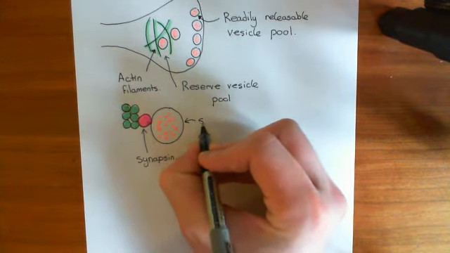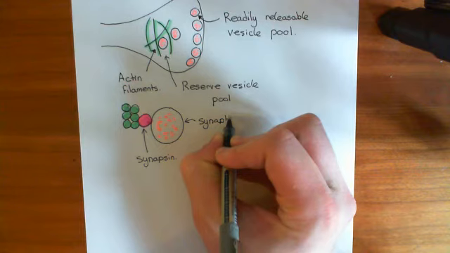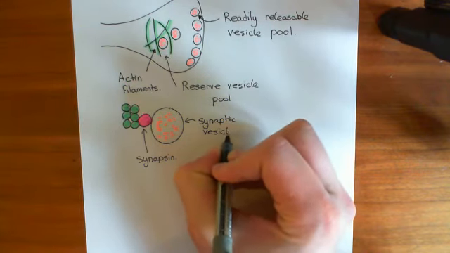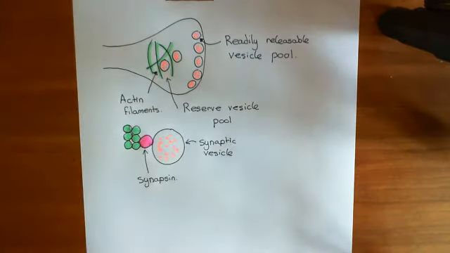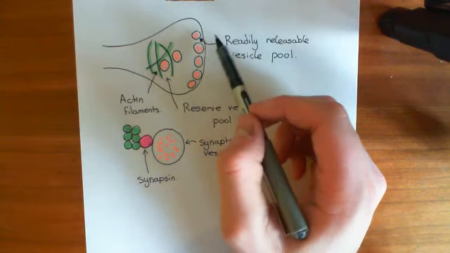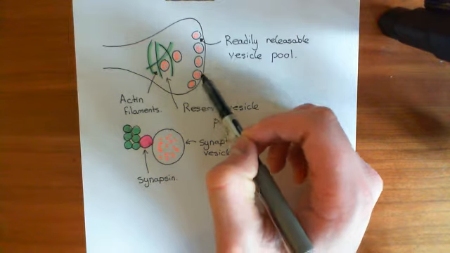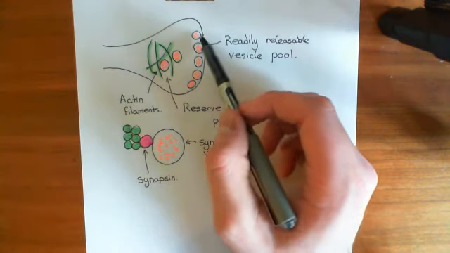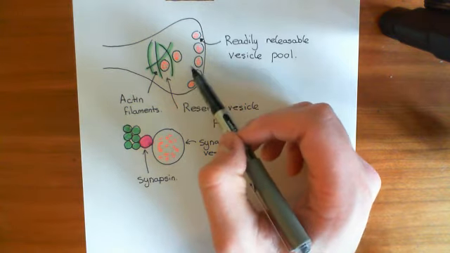So this is a synaptic vesicle which is going to be held in the reserve vesicle pool. Now, when an action potential comes along down the axon and arrives at the axon terminal, it's going to cause, very, very quickly, the release of the vesicles from the readily releasable vesicle pool. So all of this neurotransmitter will be released. Now, after that, we're not going to have any vesicles left over docked at the membrane.